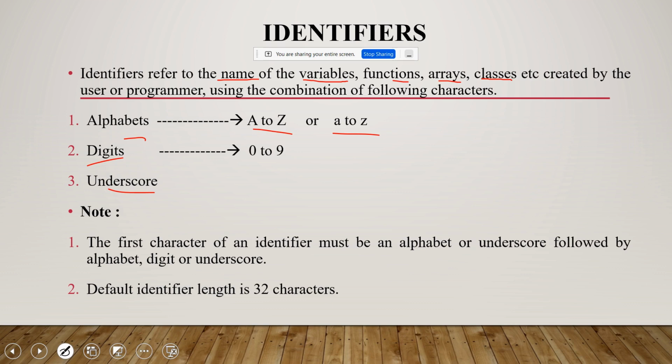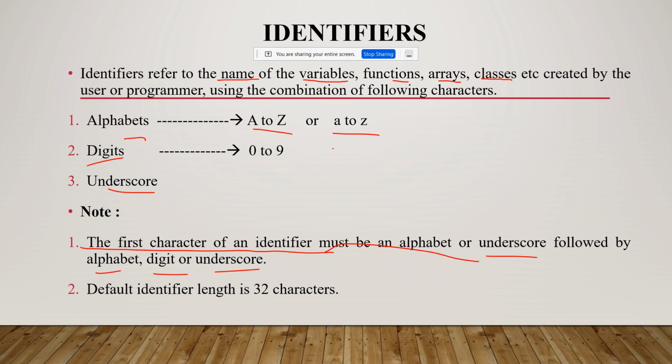And there is a rule we must follow while creating an identifier. What is that rule? The first character of an identifier must be an alphabet. After the first character we can give an underscore, a number, or continuous alphabets, numbers or underscores. So the first character must be an alphabet.